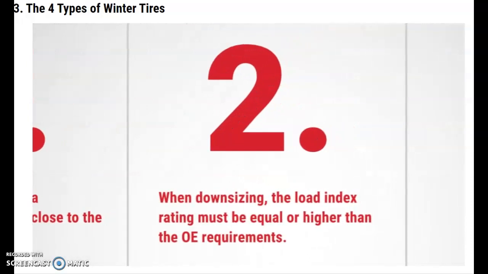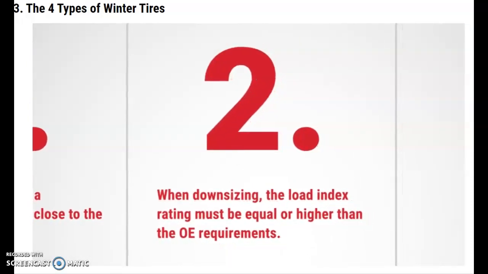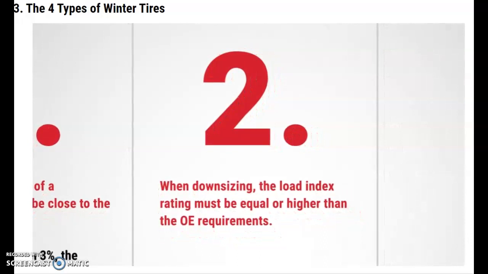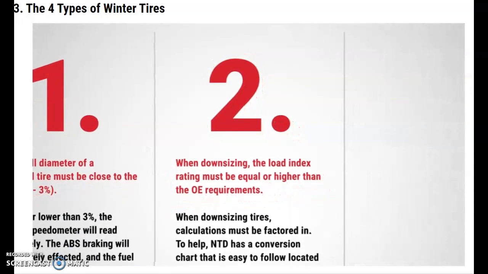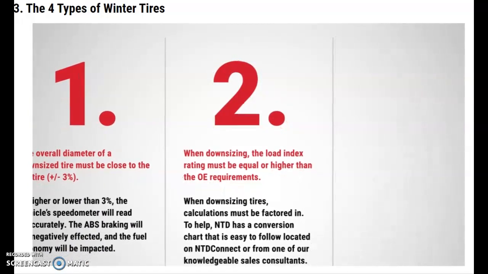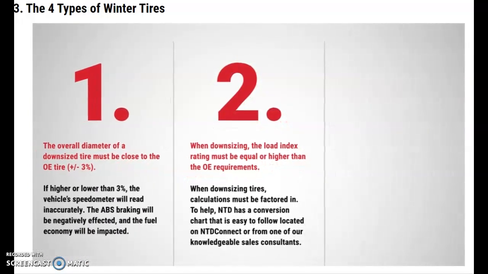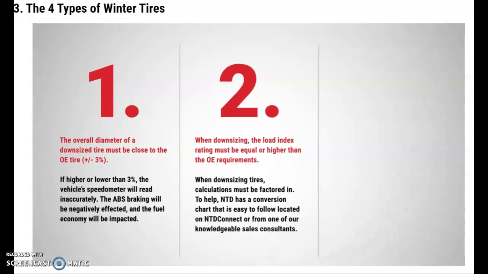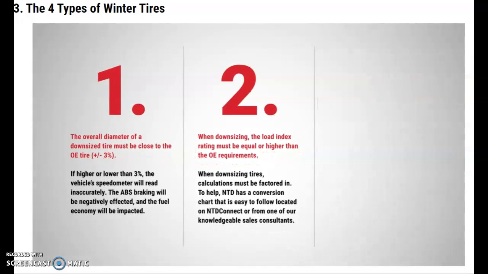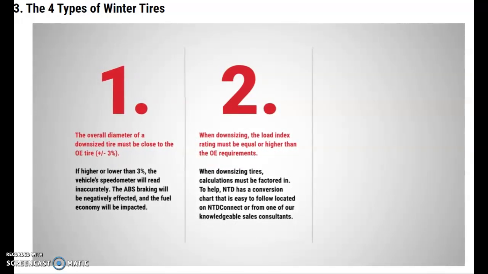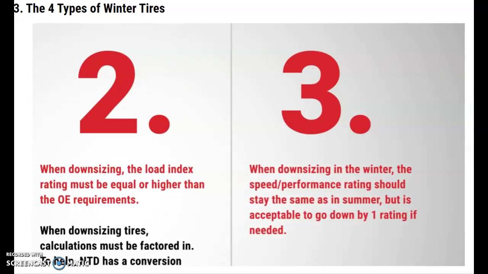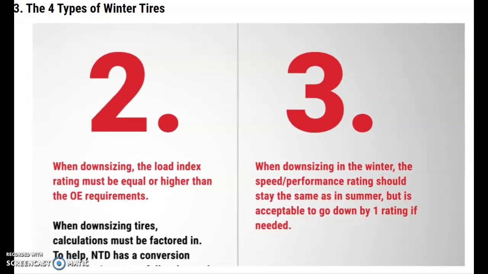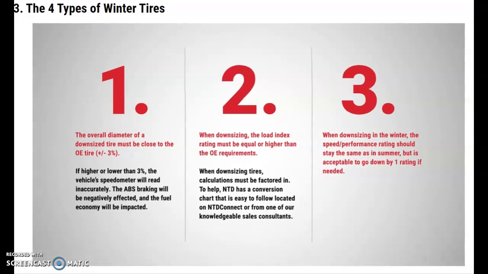When downsizing, the load index rating must be equal or higher than the OE requirements. When downsizing tires, calculations must be factored in. To help make this part easier, NTD has a conversion chart that is easy to follow and removes the guesswork from calculating the 3%. This can be located on NTD Connect or from one of our knowledgeable sales consultants. When downsizing in the winter, the speed and performance rating should stay the same as in summer, but it is acceptable to go down by one rating if needed.